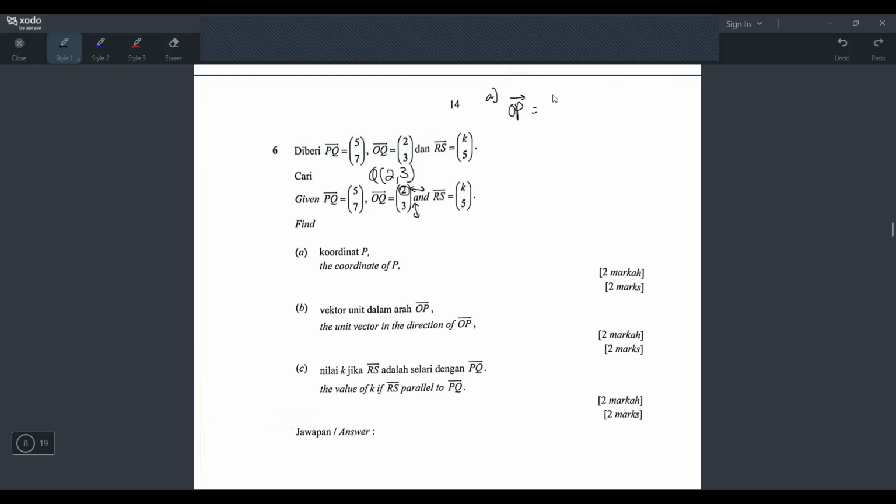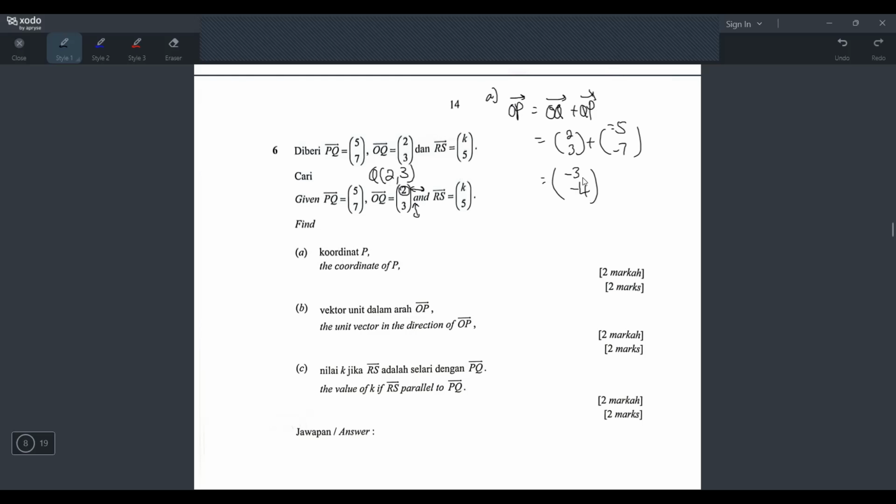But how to find your OP? You will go OQ plus QP, right? Why I do it like this? Because I know I have vector OQ and I have vector QP. What is vector OQ? 2i plus 3j, or you can write like this, 2, 3. And then what is vector QP? Okay, PQ is 5, 7. So what is QP? Negative 5, negative 7, right? It means vector PQ is 5i plus 7j, but vector QP is negative 5i minus 7j. Now you will take atas tambah atas, bawah tambah bawah. 2 minus 5, negative 3, 3 minus 7, negative 4.